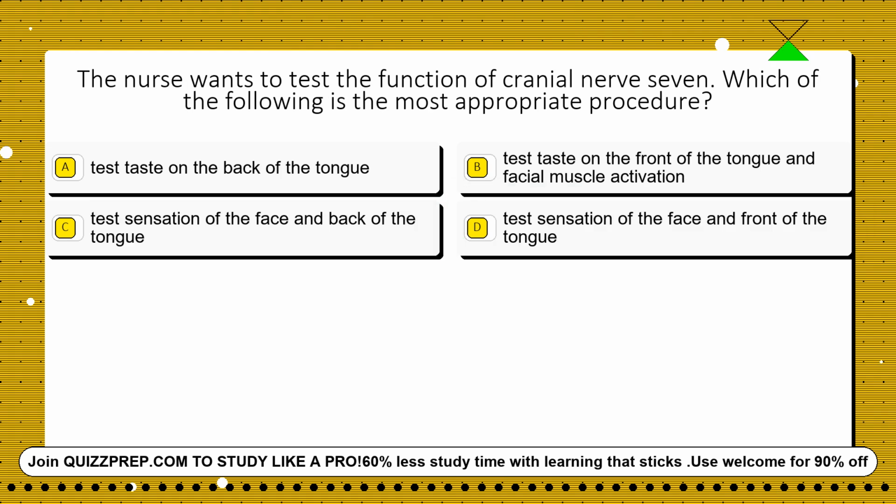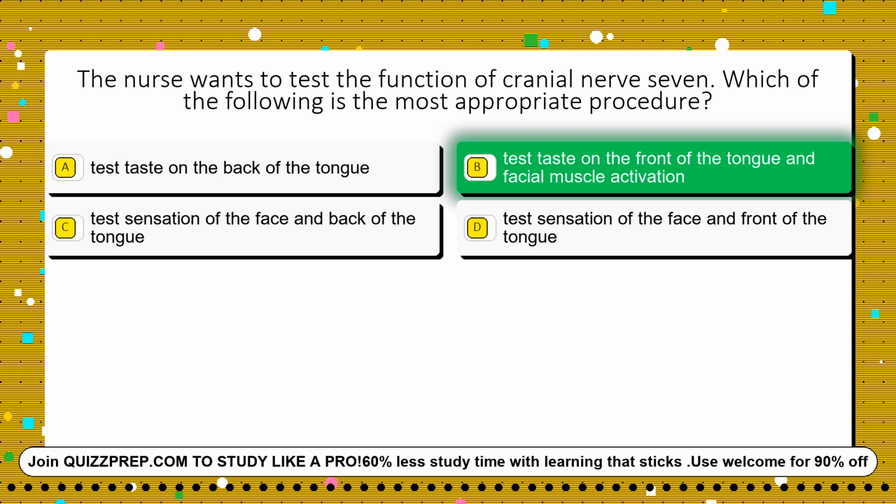Question 71. The nurse wants to test the function of cranial nerve 7. Which of the following is the most appropriate procedure? Option A, test taste on the back of the tongue. Option B, test taste on the front of the tongue and facial muscle activation. Option C, test sensation of the face and back of the tongue. Option D, test sensation of the face and front of the tongue.